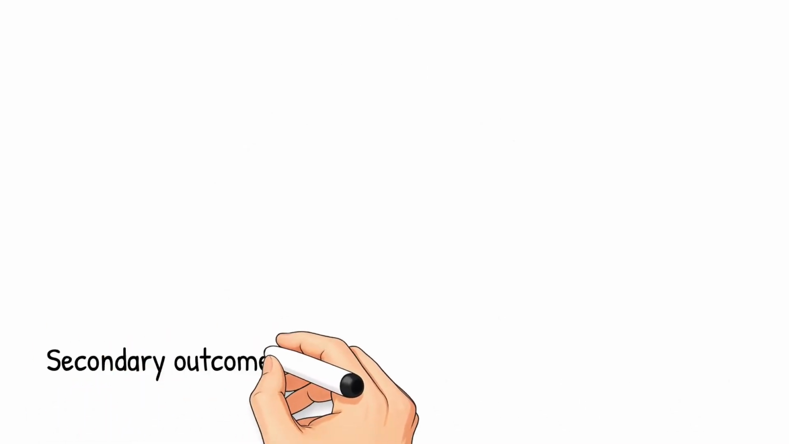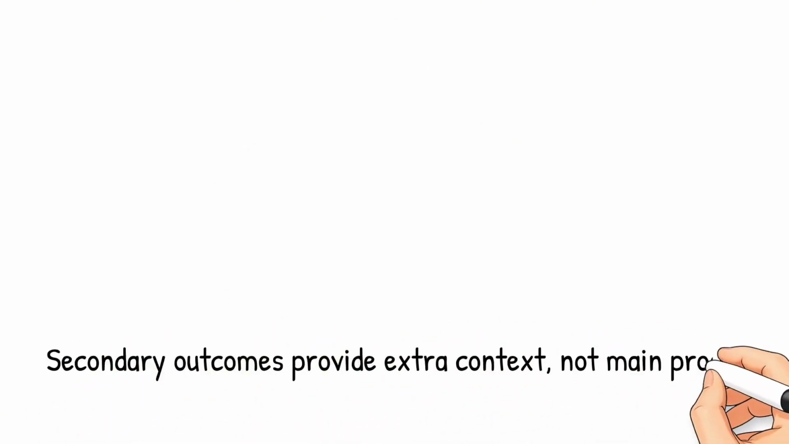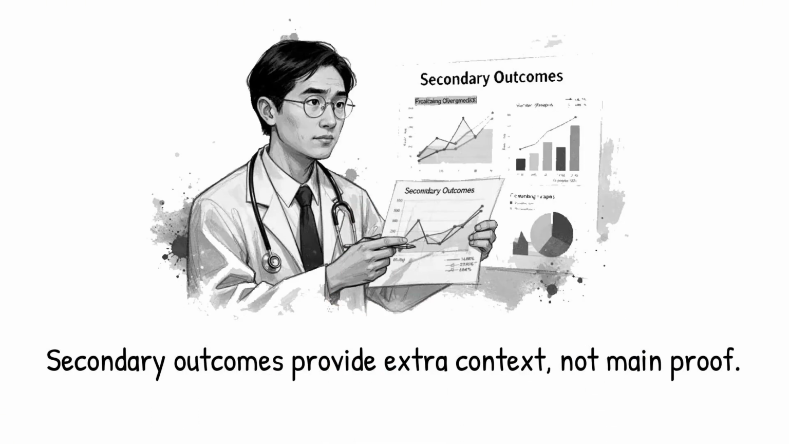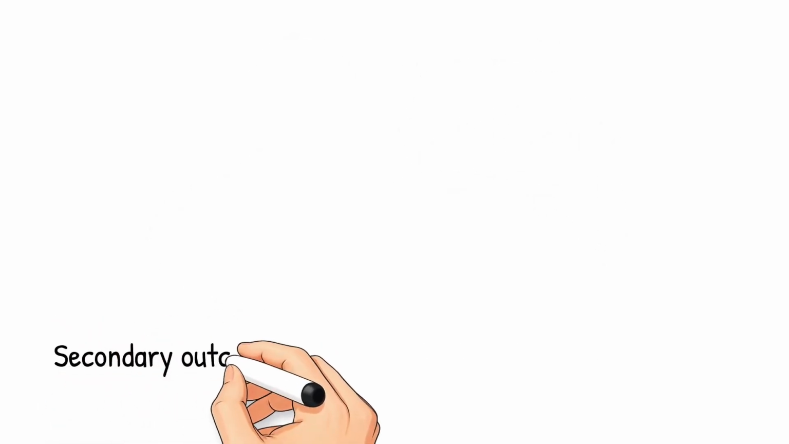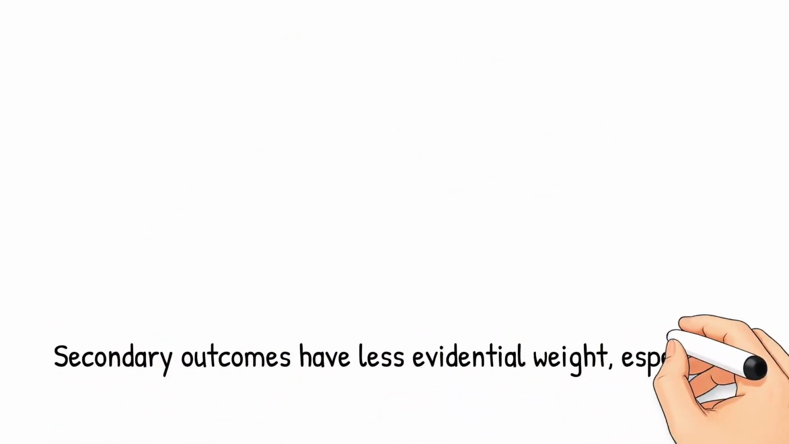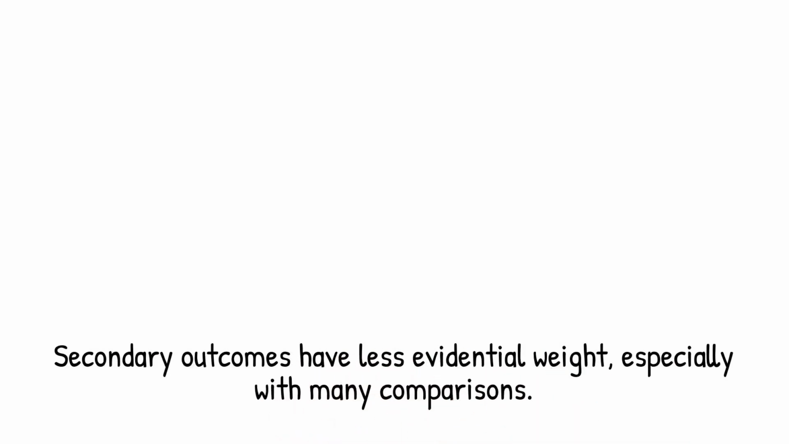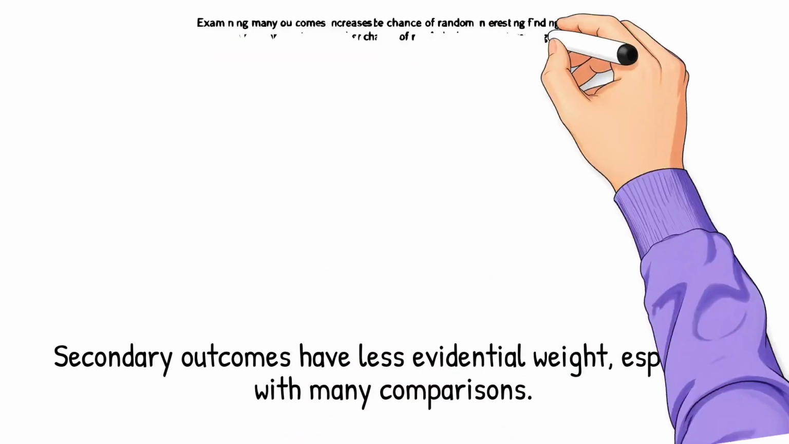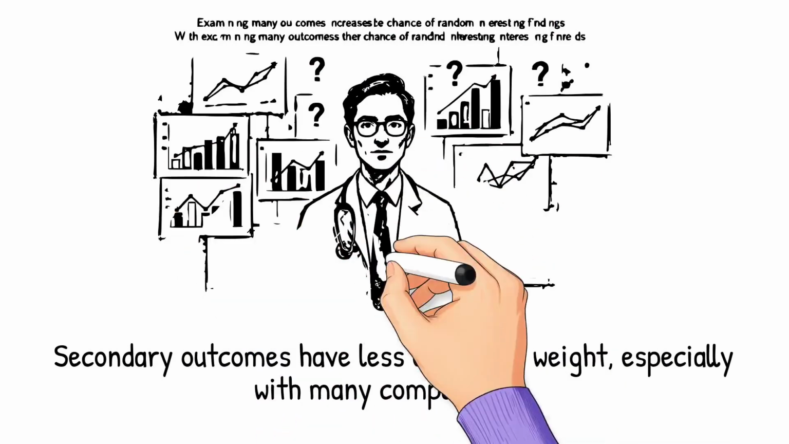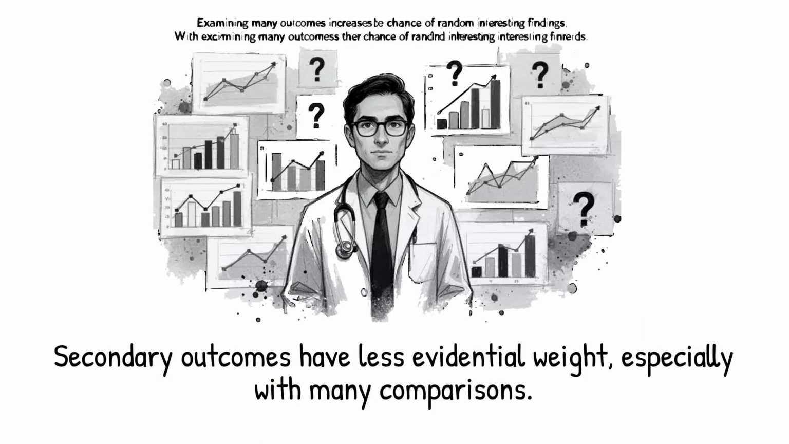The third thing you look for is the secondary outcomes. These are additional measurements collected alongside the primary outcome, useful for context and for generating future hypotheses, but not what the study was built to prove. They usually carry less evidential weight than the primary outcome, especially if there are many of them and no adjustment for multiple comparisons. The more things a study measures, the more likely something will look interesting purely by chance.